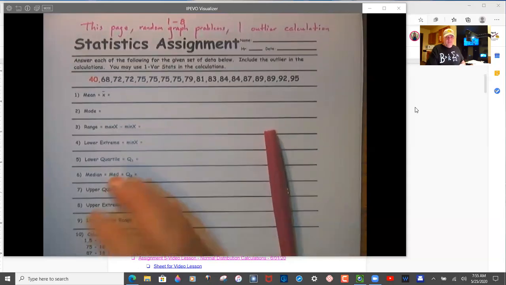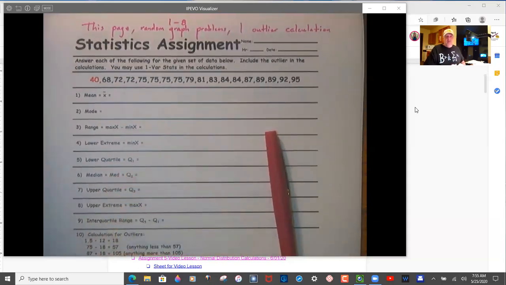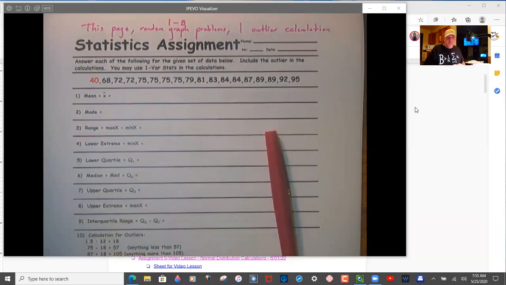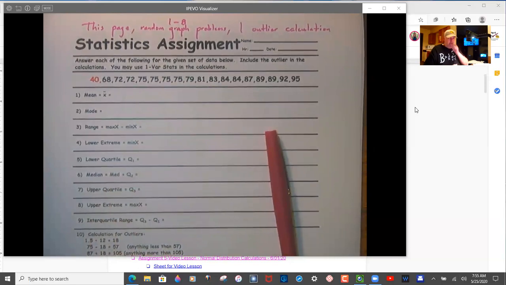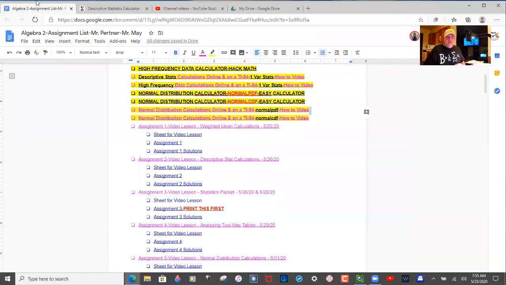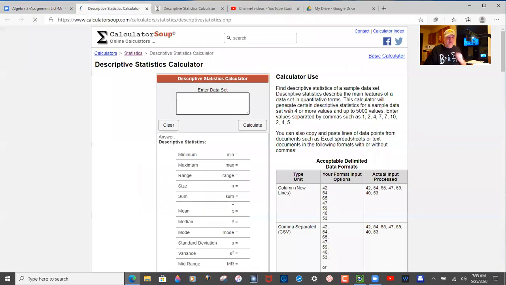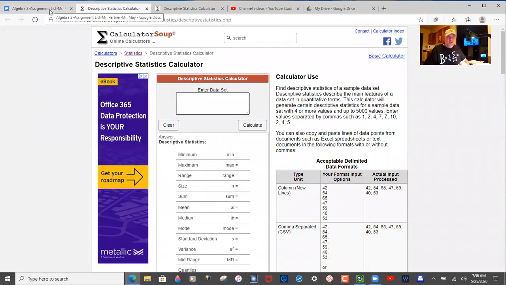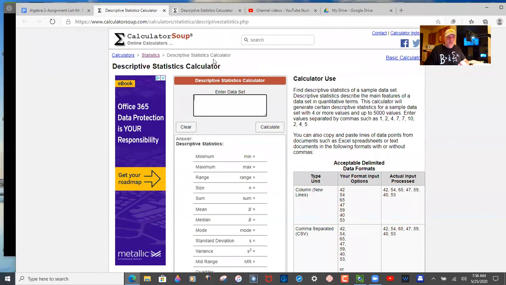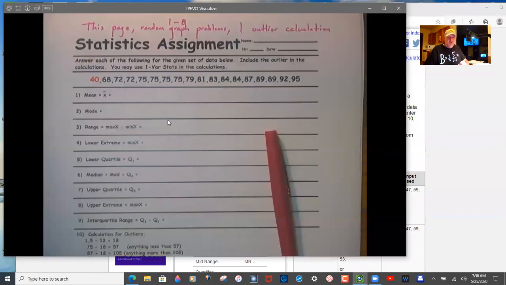I want you to do this page. I want you to do the random graph problems, which are well into this packet, and then one outlier calculation. And as we come upon those, I will show you those. You might want to use the calculator soup. What a name for a descriptive stats calculator. To do the page, this page here, as it goes very quickly.